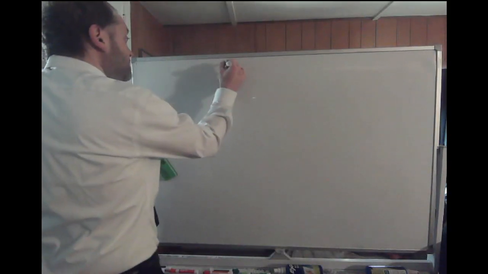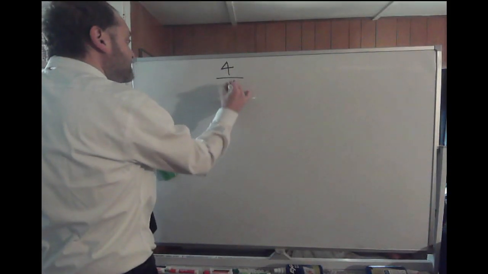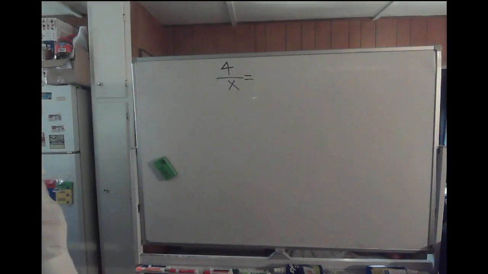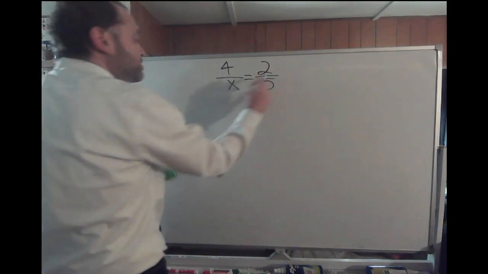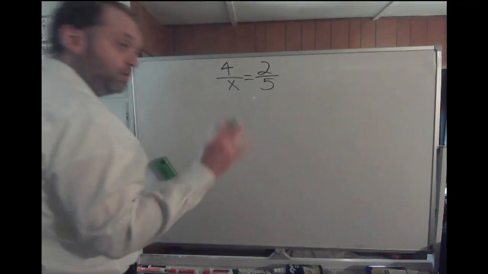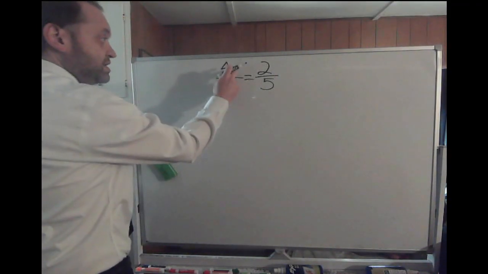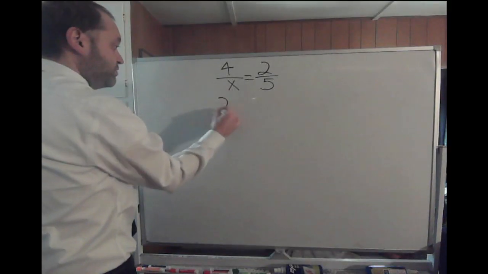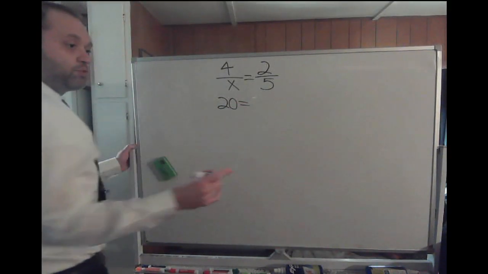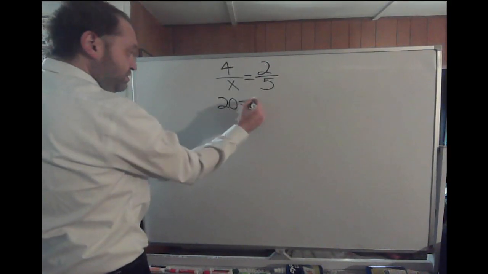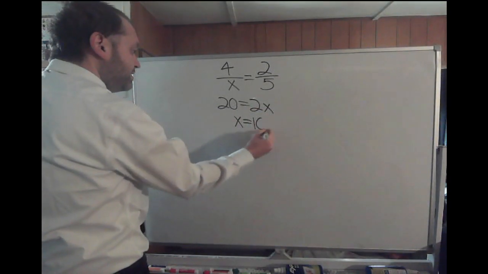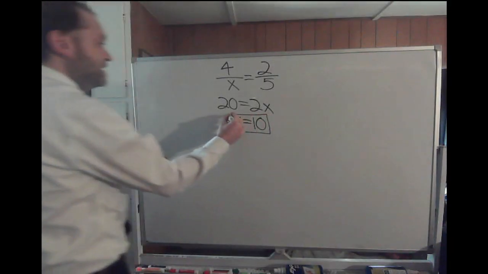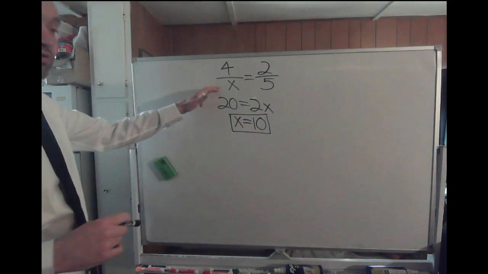Let's do some more exercises like this. So I have 4 over x is set equal to 2/5. 4 to x is equal to 2 to 5. We have this proportion. Well, once again, take the product of your means, which would be 4 times 5, which is 20. Set that equal to the product of your extremes, which would be x times 2, or simply 2x, which would just give you then that x equals 10. So if x equals 10, then these two ratios would be in proportion to each other.